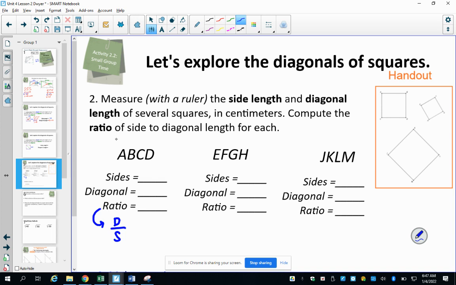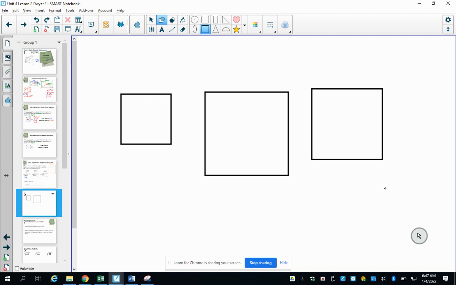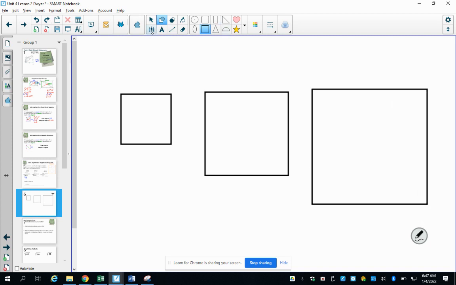If you are at home, then I want you to do what we did on the previous screen with the following 3 squares. So just draw out 3 squares. And I want you to label the sides of the first square with 2's. So all the sides are 2. On this one, I want all the sides to be 3. And on this one, I want all the sides to be 4.